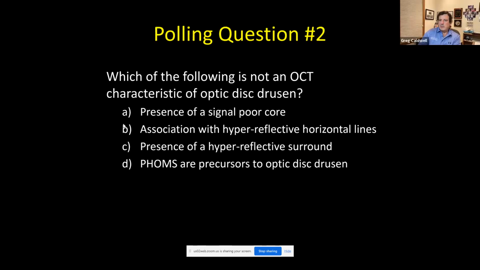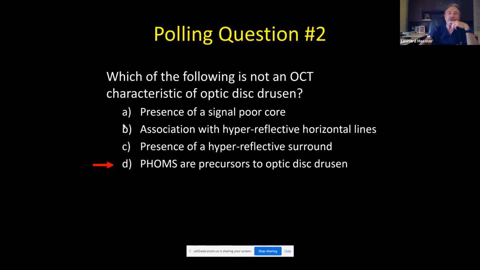Yep. So with the outcomes, we have 18% saying presence of signal poor core. We have 14% on the association with hyperreflective. We have 13% with hyperreflective surround. And then we have 56% going with the FOMs are precursors to optic disc drusen. All right. Well, once again, the majority has won.